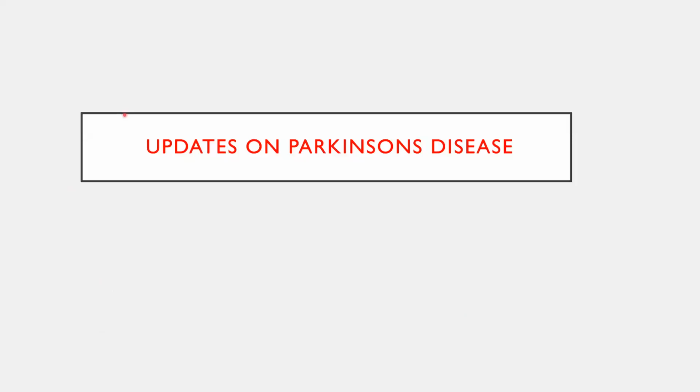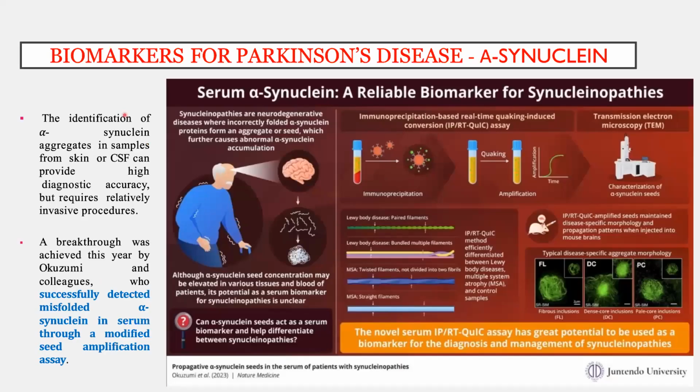So now we'll see the recent updates. Three updates are there. Alpha-synuclein can be detected in the CSF or the serum by doing RT-QuIC, that is a PCR-based assay. This is a novel serum marker with great potential. It can be used as a biomarker for both diagnosis and management of synucleinopathies. This is a recent update on Parkinson's disease.